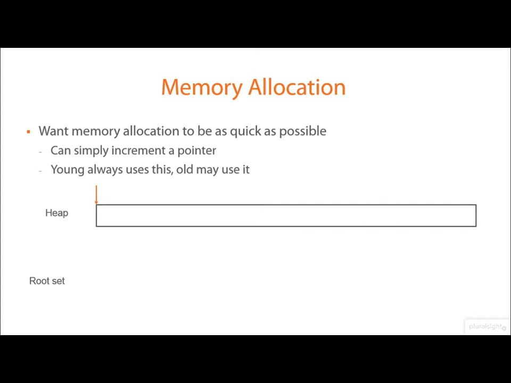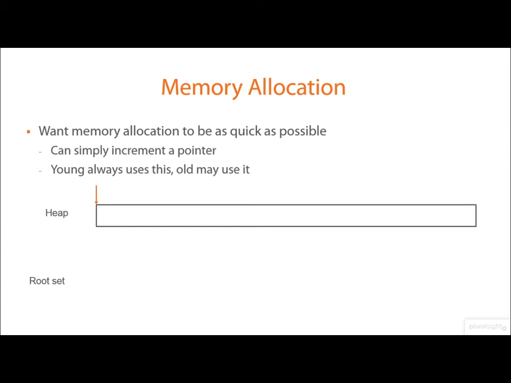So the other side of collection is allocation. What happens when we allocate an object in Java? Well, ideally, we'd like this allocation to be as quick as possible. So the simplest way of doing this is to use pointer arithmetic. So here we have a pointer that's pointing at the beginning of a heap.